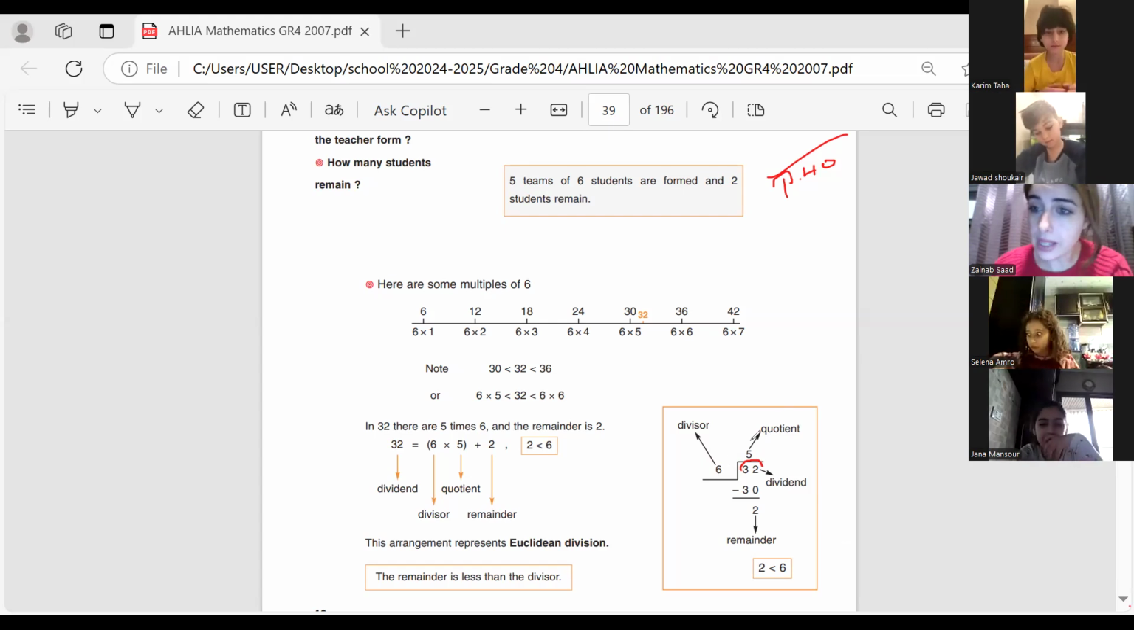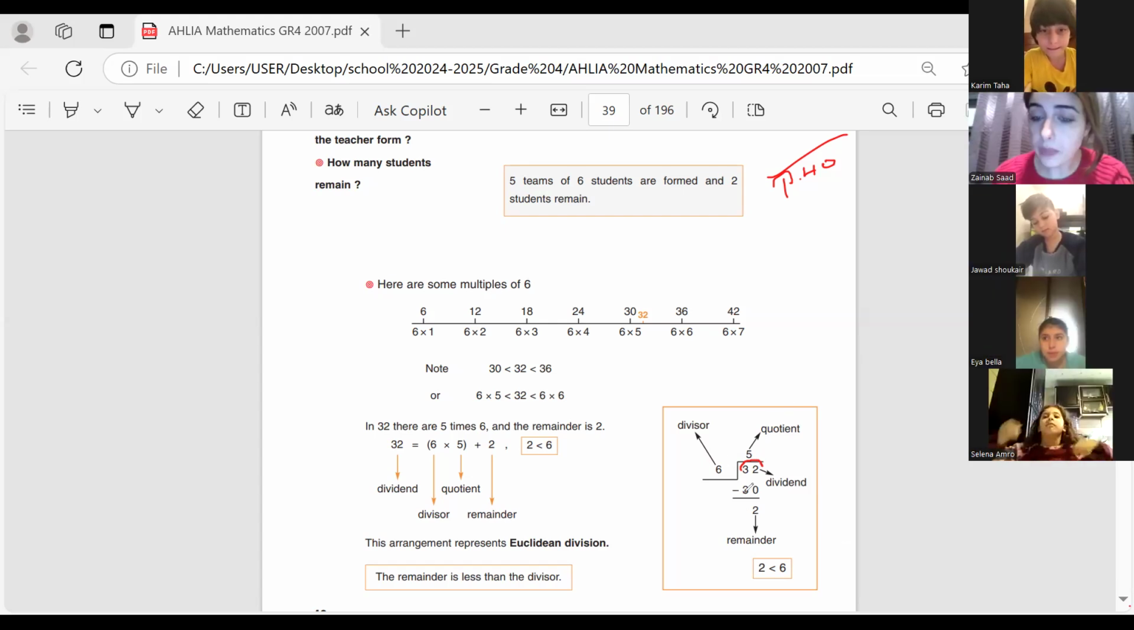I multiply 6 times 5. It's going to be 30. And now we have to do minus. 32 minus 30 is 2. Can I continue the division or I just stop? Since I get a number less than 6, can I continue?